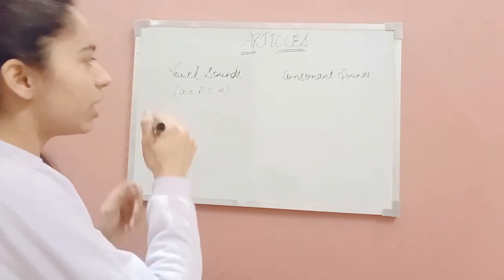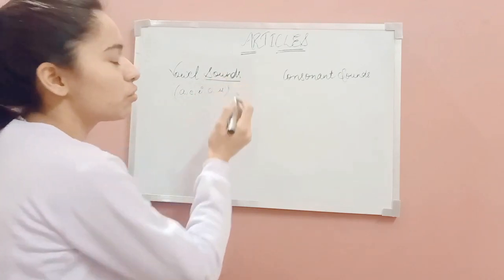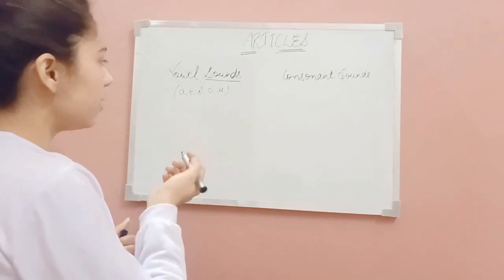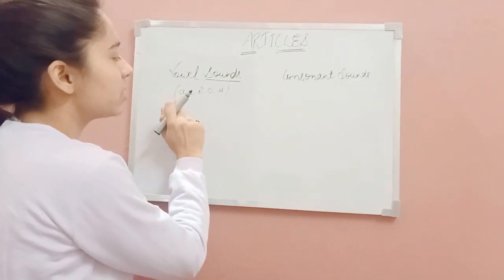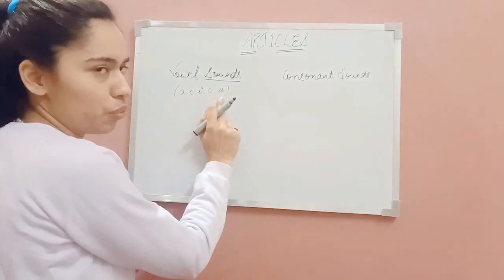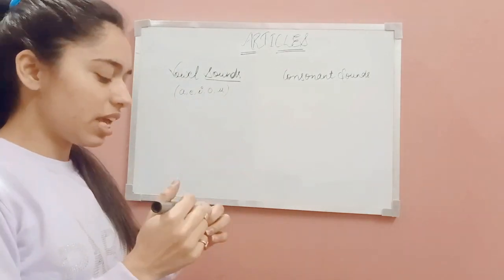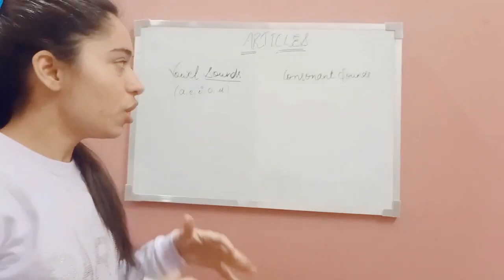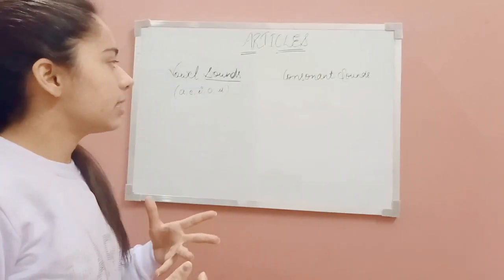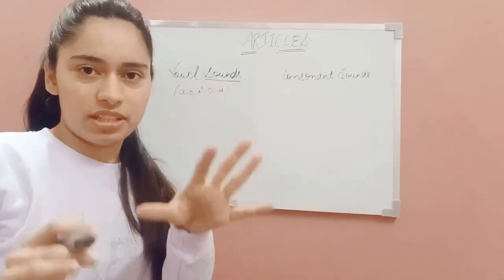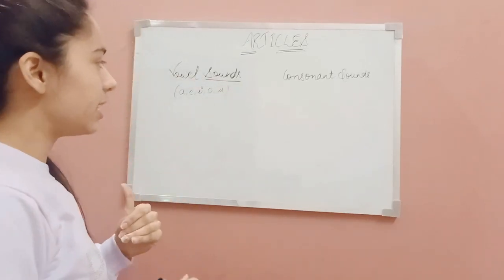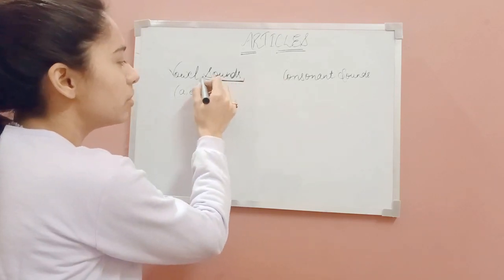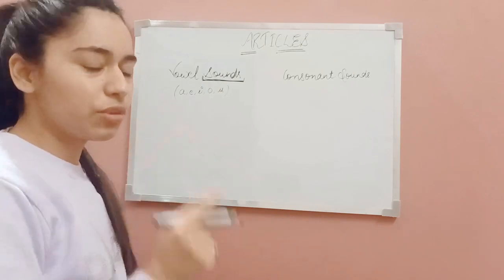Exactly, we are talking about sounds here, not vowels themselves. I'm not saying that every word that begins with A, E, I, O, U will take AN with it. No, I'm not saying that. I'm just saying the sound of the word should be a vowel sound. Then only you will take AN.